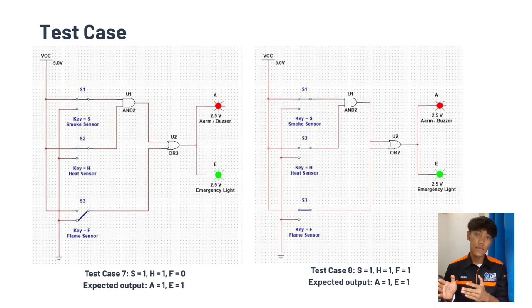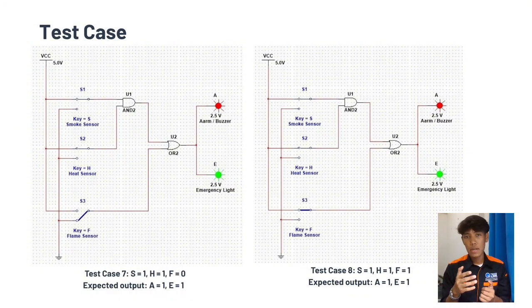For test case 7, S is 1, H is 1, and F is 0. This means smoke and heat are detected, but flame is not detected. Since both S and H are 1, the AND gate output becomes logic 1. Then the OR gate also gives logic 1. So the alarm and emergency light are turned on.